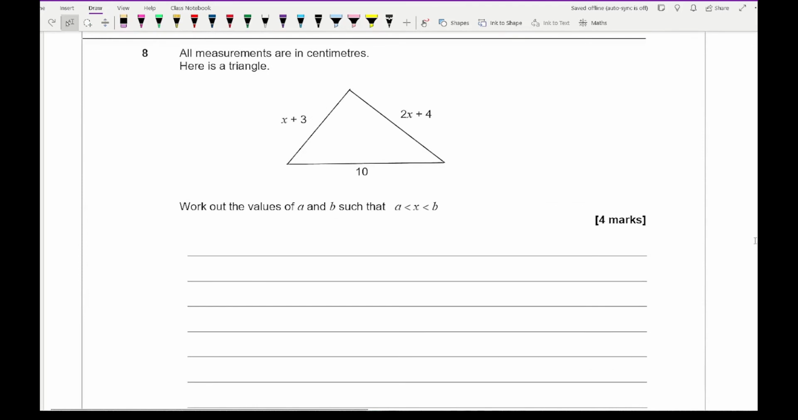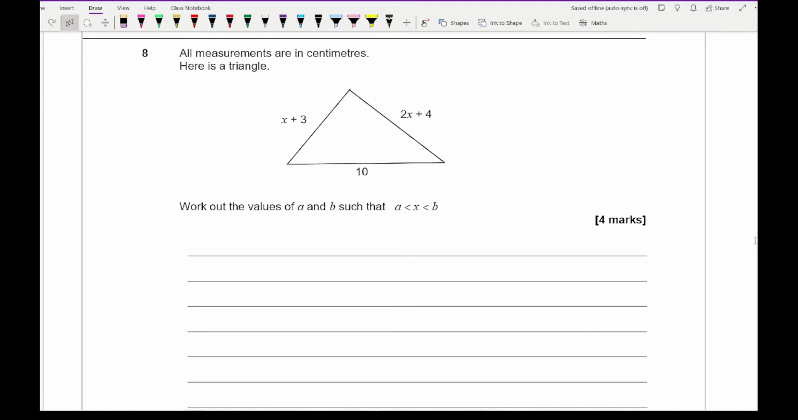Now, moving on to question 8. Now, question 8, at face value, might seem absolutely bamboozling. I'll be honest, the first time I saw this, I was like, what on earth? Because it doesn't make any sense. So it says all measurements are in centimeters. Here is a triangle. Work out the values of A and B such that x is between these two numbers. Now, you might think to yourself, well, hang on a second. How does this even work? Where do A and B actually come from?